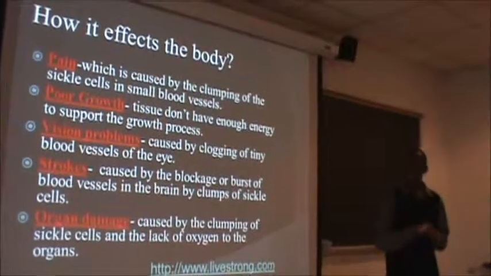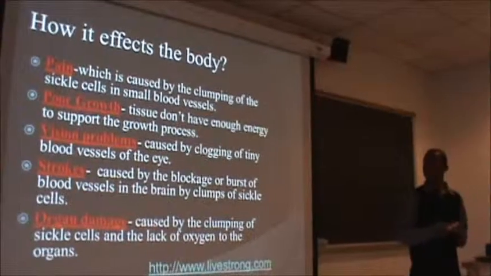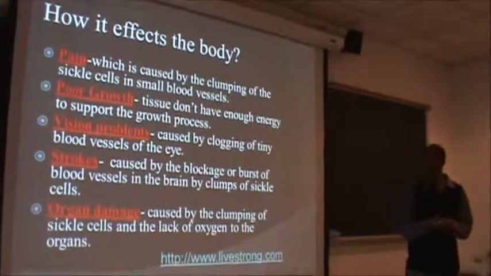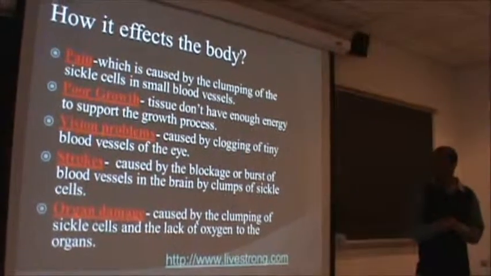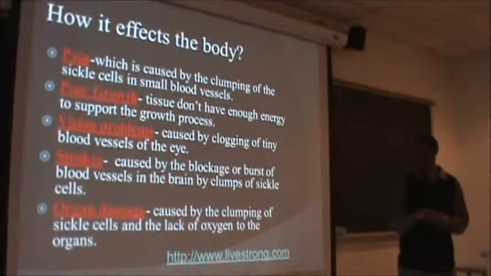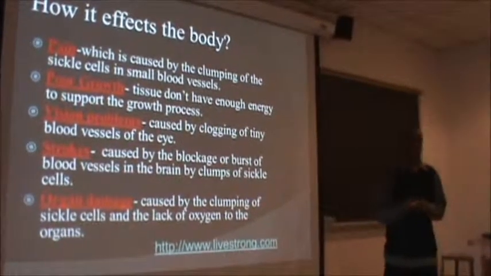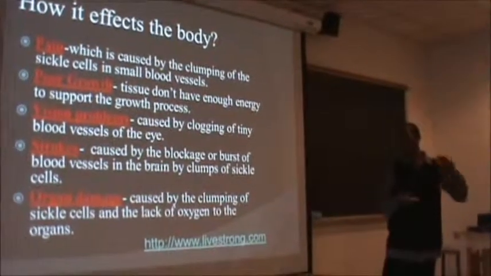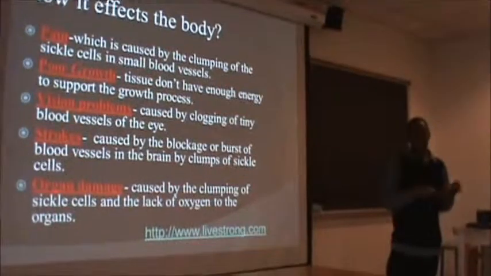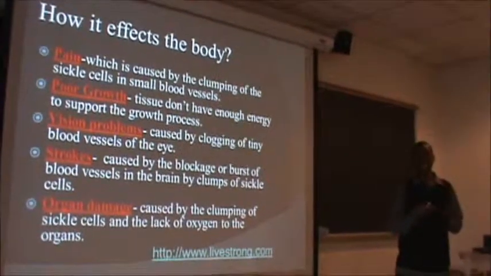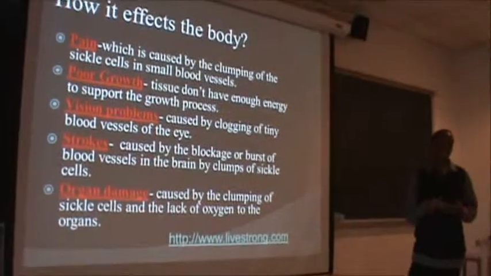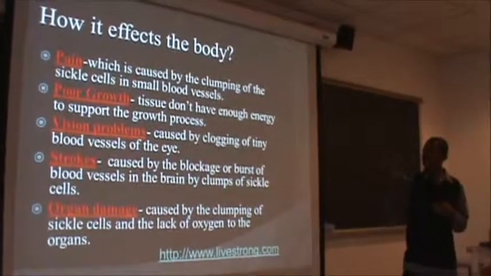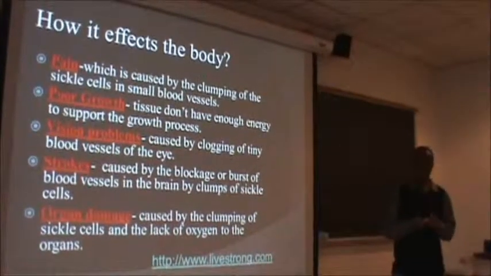And how it affects the body. Pain. Sickle cell causes pain, which is caused by the clumping of the sickle cells in small blood vessels. And poor growth. Tissues don't have enough energy to support growth since the red blood cells carry oxygen to the body. The hemoglobin inside the cells carries the oxygen to the body, and the sickle cell has abnormal hemoglobin which doesn't supply enough oxygen to the body.